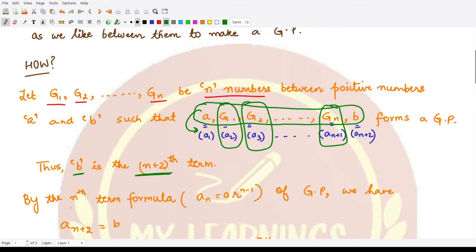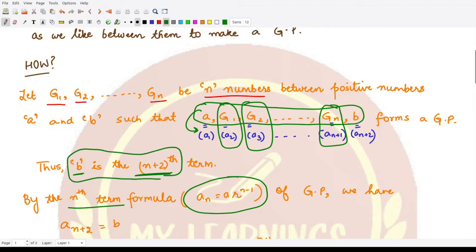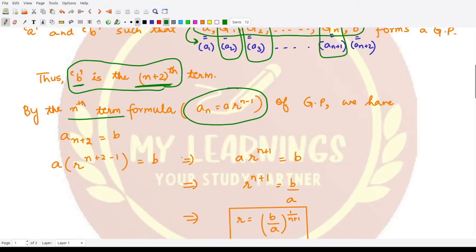Now according to the formula for the nth term, we know this formula. Using it on the n plus 2th term, because it is given to be B, we have a n plus 2 is equal to B. So a n plus 2, according to this formula, would be a into r raised to power n plus 2 minus 1, which is r raised to power n plus 1. So we have a into r raised to power n plus 1 is equal to B. From here, can we determine the value of r?